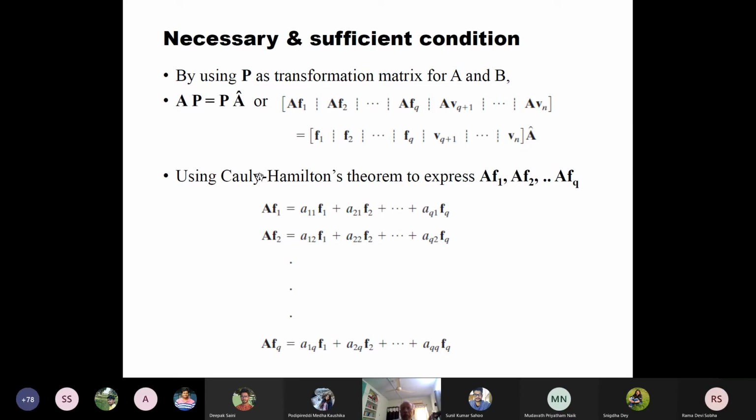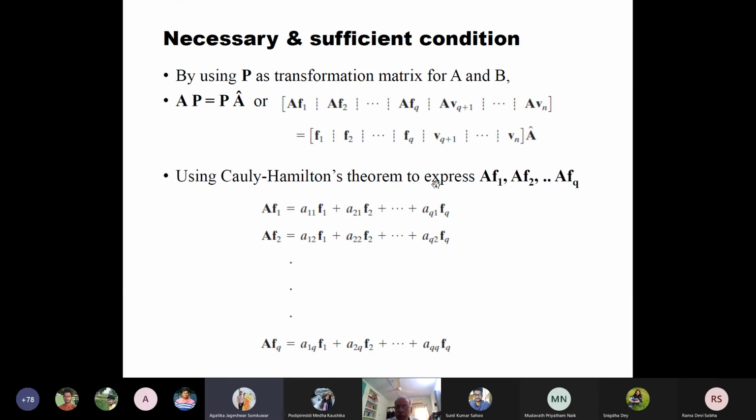Now, if I use the Cayley-Hamilton theorem, this is it. Okay, can you see the slides? One of you please respond. Yes, sir. Okay.